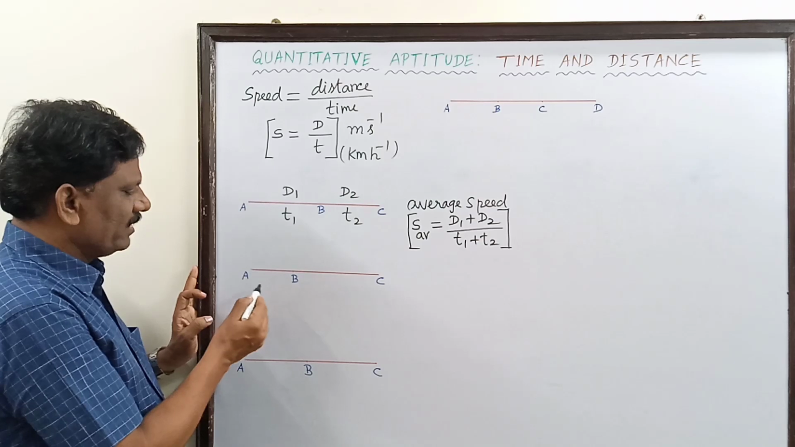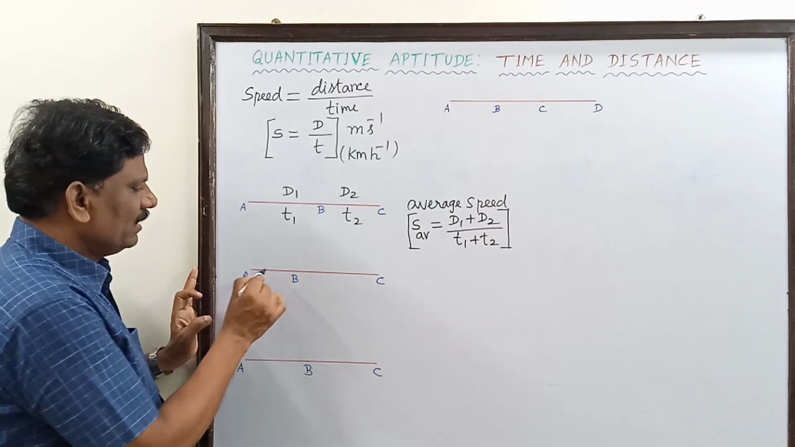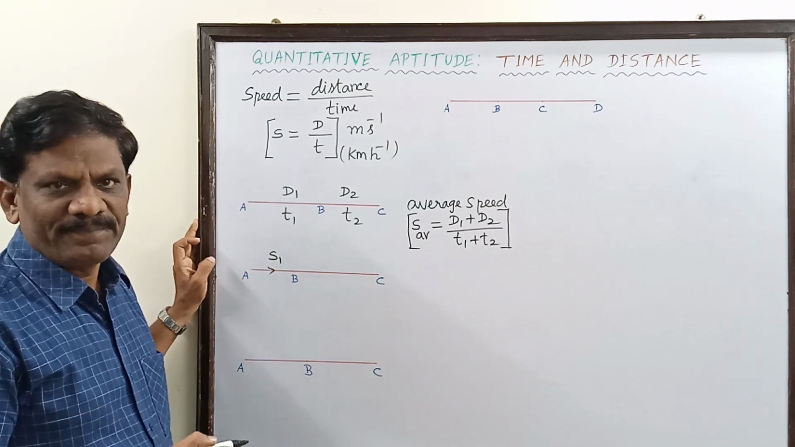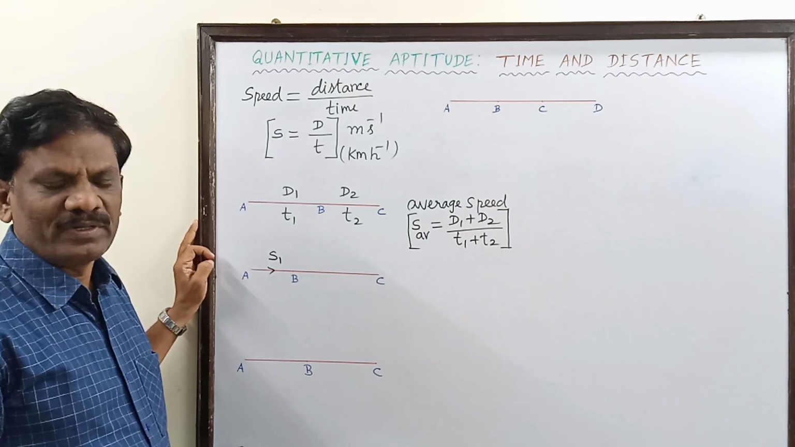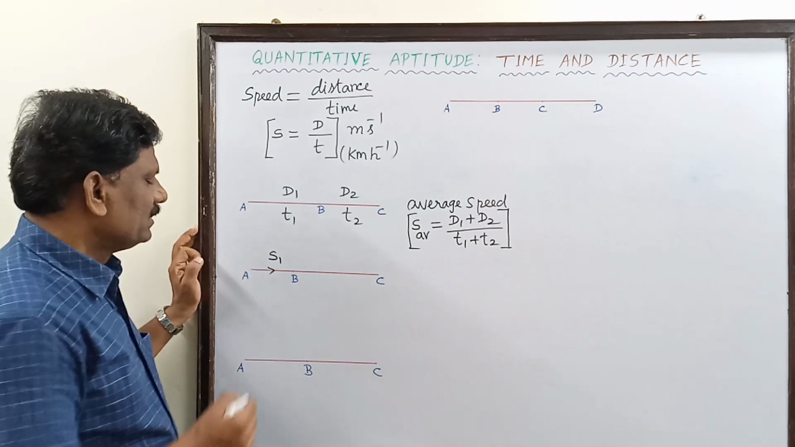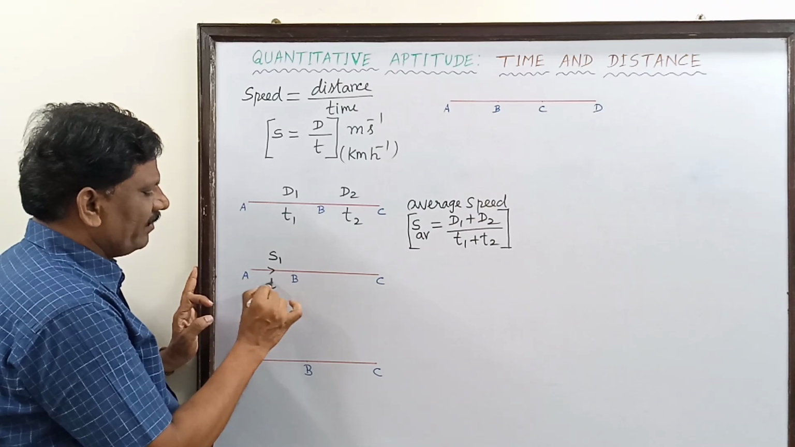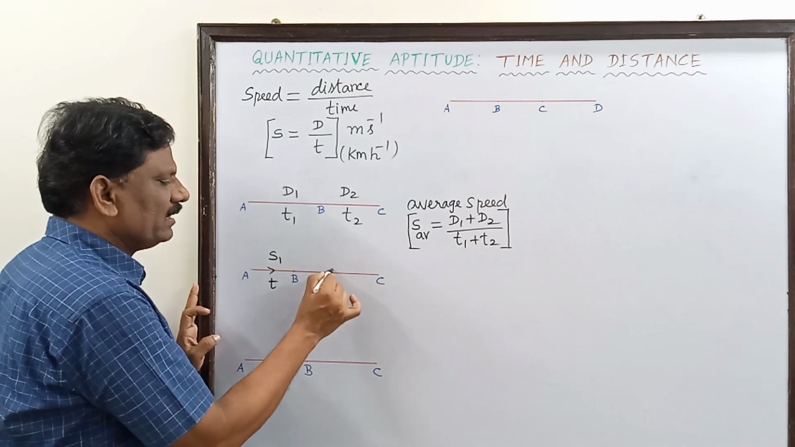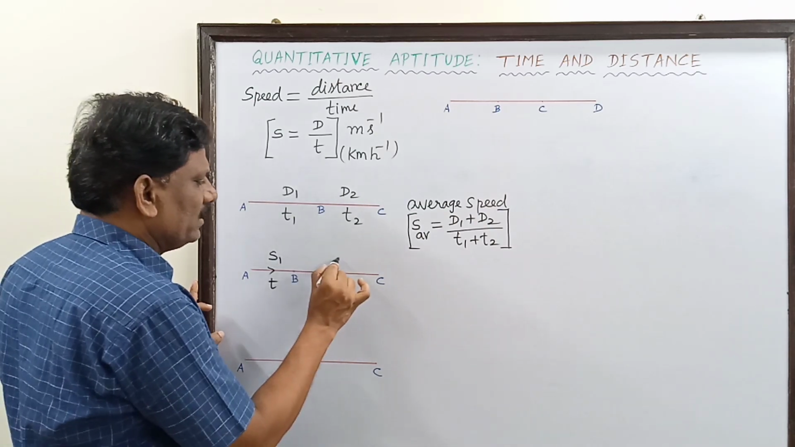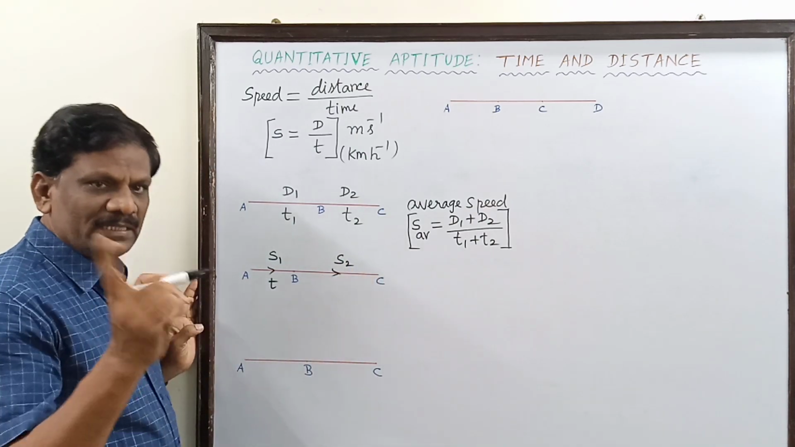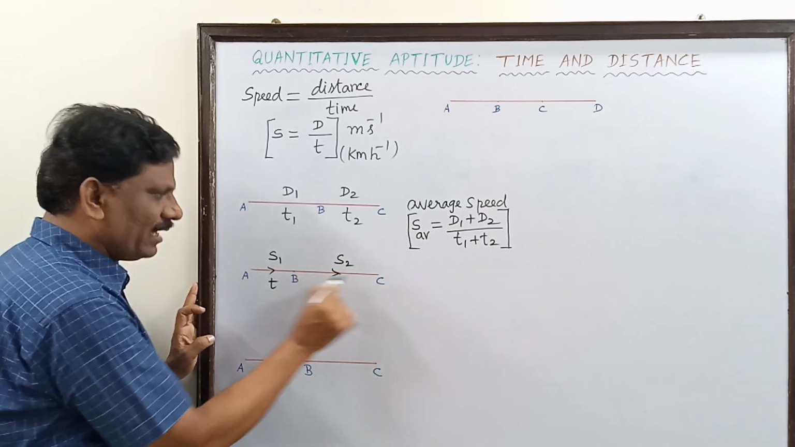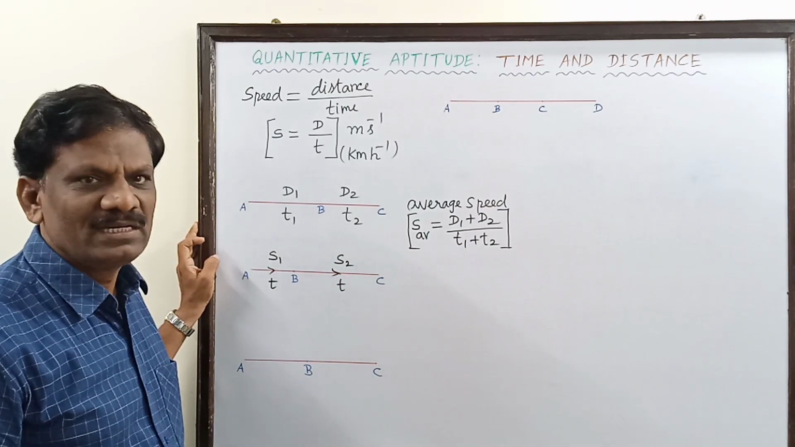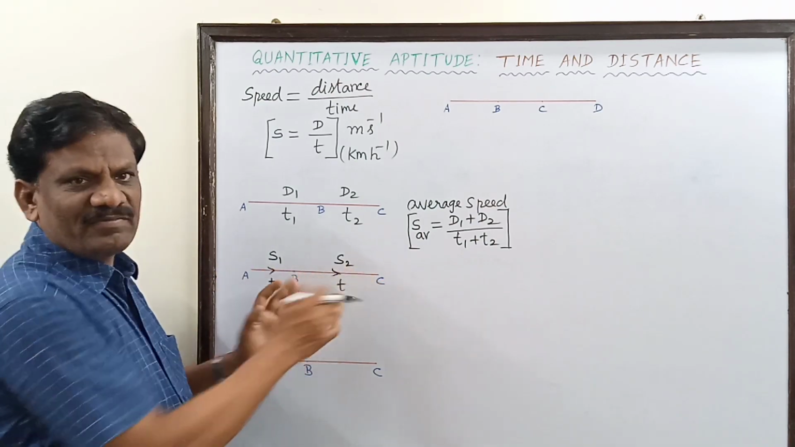Now in the next case you see here, A is the starting point. So from A to B the body is traveling with some speed S1, maybe 60 km per hour or 45 km per hour, and let us take it as traveled in some time t hours. Then from B to C the speed has changed from S1 to S2, but to travel from B to C it has taken the same time. This is a special case. So it is not first half, second half distance and all.